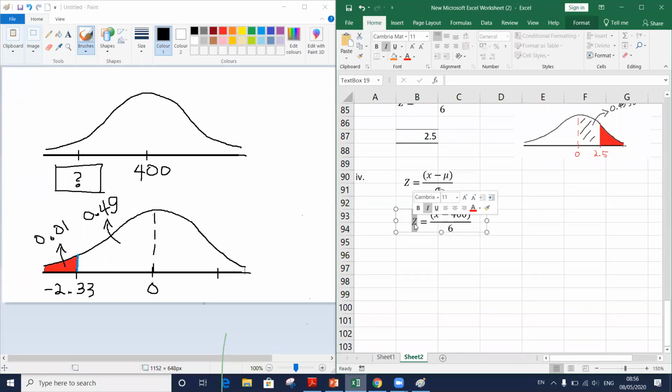Do we know the Z value now? Z value, that is what we have found using the Z table. The value is minus 2.33. That is our Z value. If we know all other components, then we can find the X value.